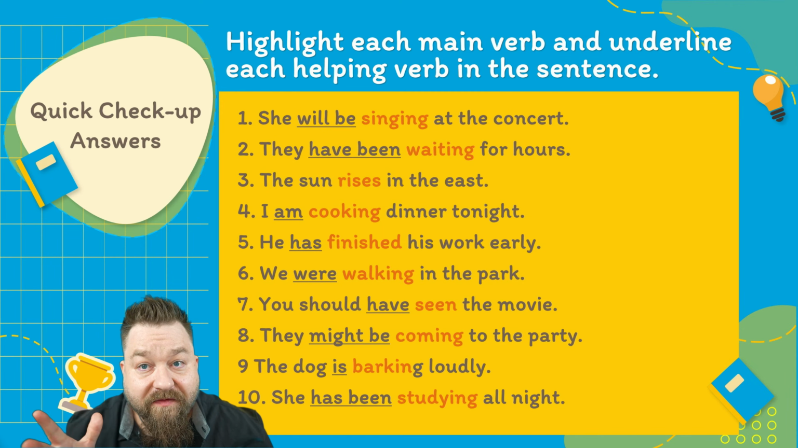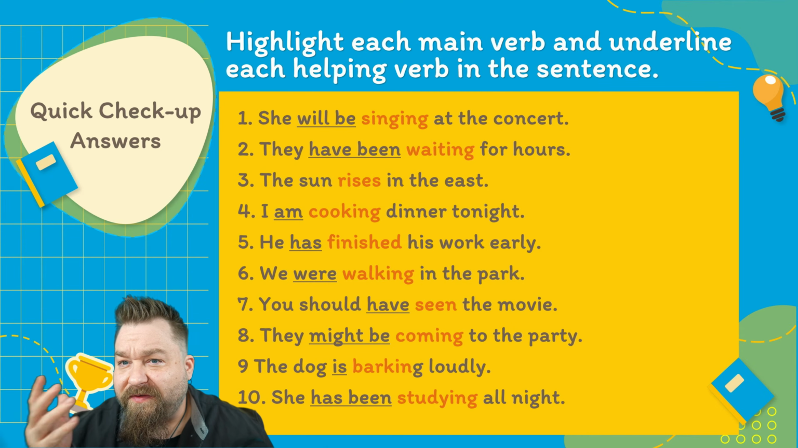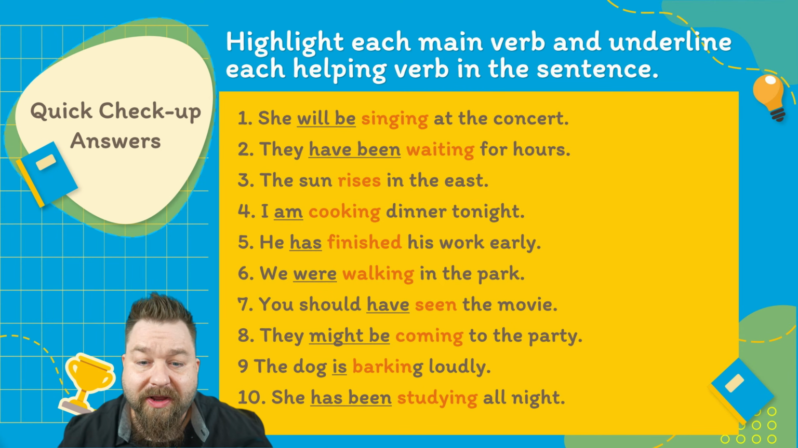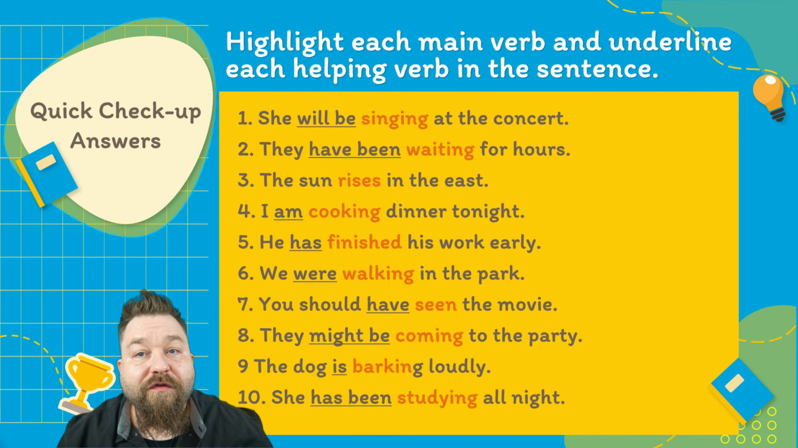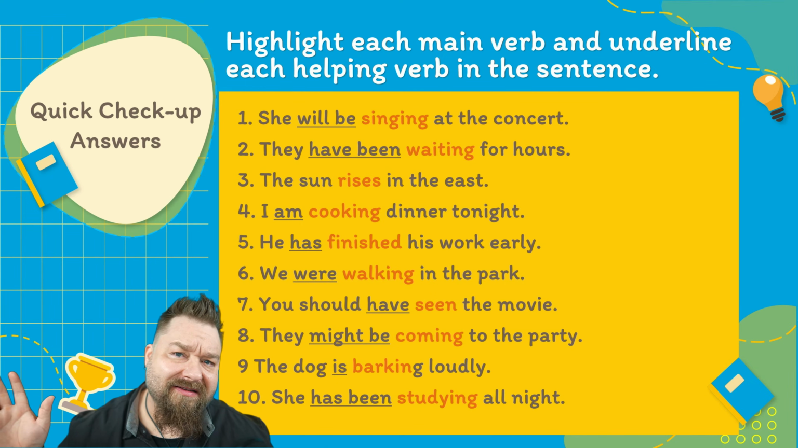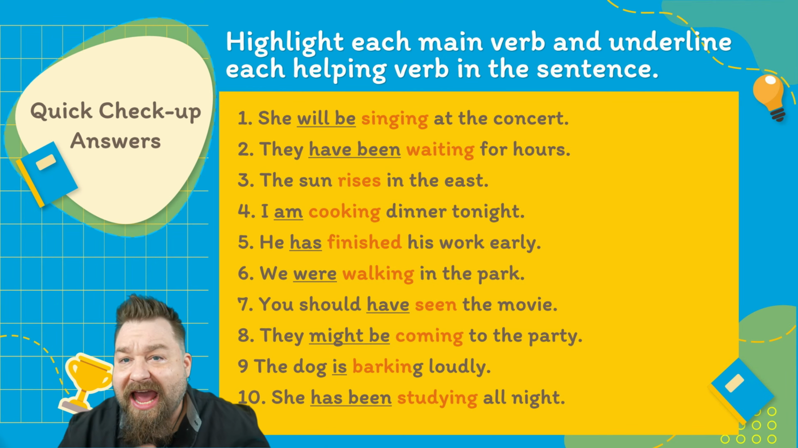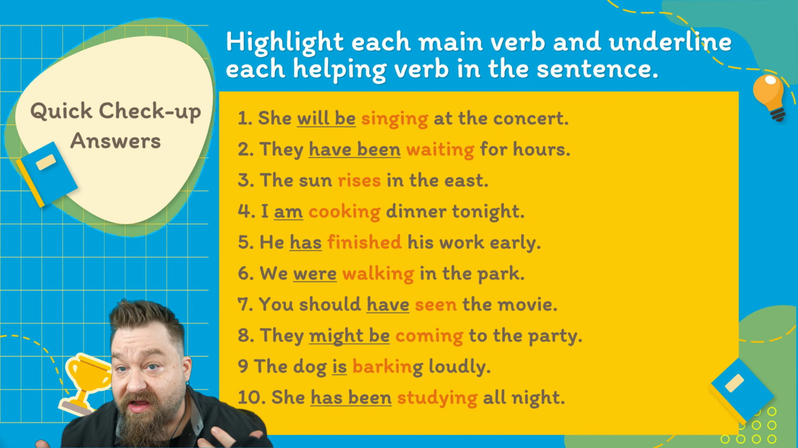Well, our main verb is singing. That's that main action. And will be, future tense. This thing is going to happen, right? Will be singing is, well, will be is our helping. Okay. Number 2, they have been waiting for hours. What are they doing? Waiting. That's our main verb. And they have been doing this for a long time.